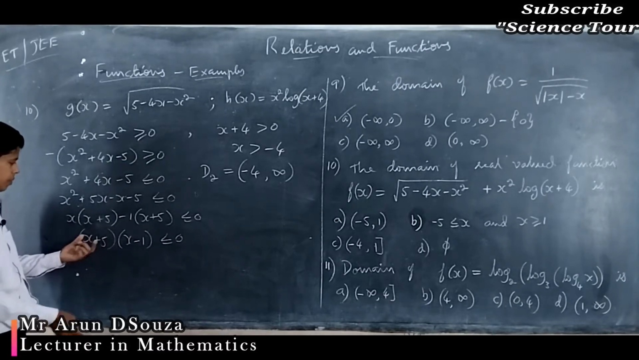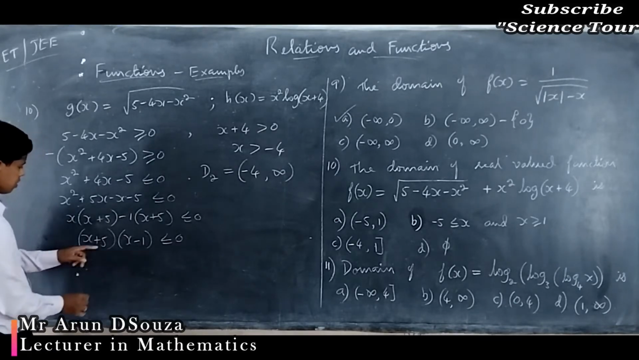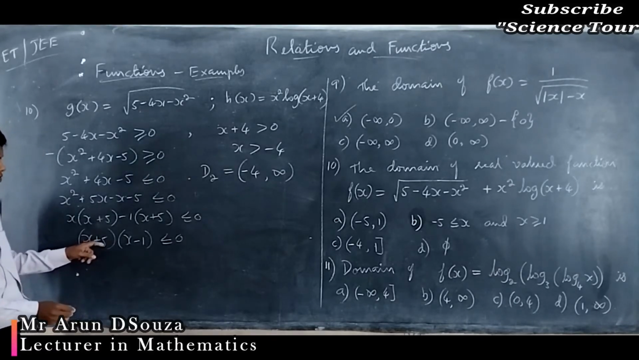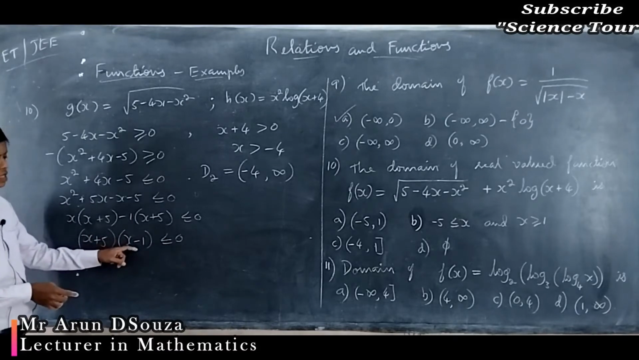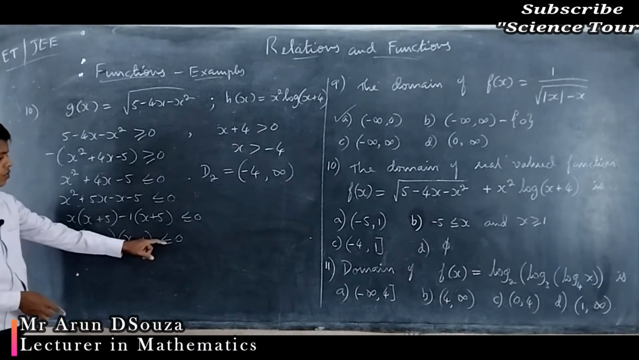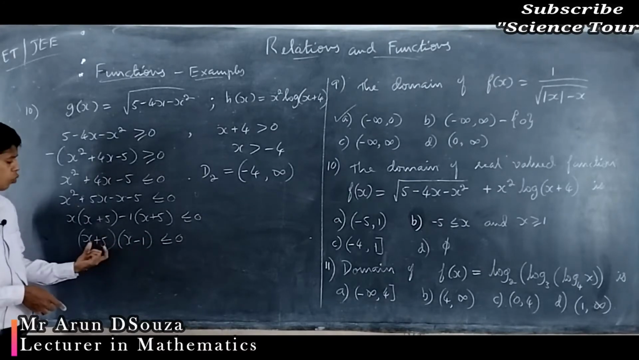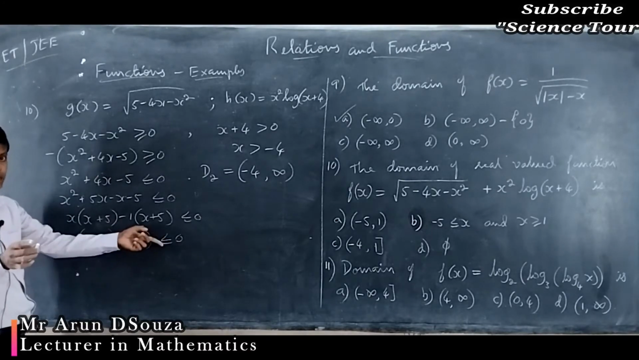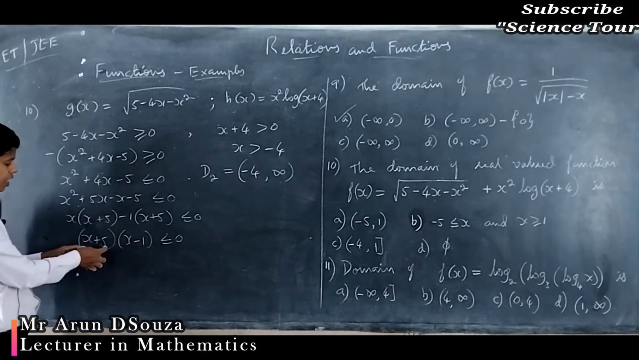So either x plus 5 must be less than or equal to 0 or this must be less than or equal to 0. Understand? We are saying this is negative. When will this product be negative? If both are negative, then it will be positive, correct? Minus into minus. So what is the possibility that we have?